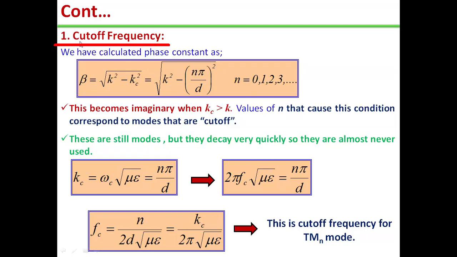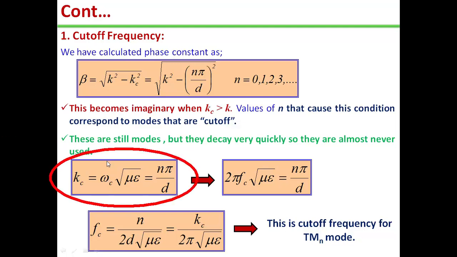So first we have to calculate the cutoff frequency. For the cutoff frequency calculation, we know that the phase constant that we have already calculated is beta equal to square root of k square minus n pi by d whole square, where n varies from 0, 1, 2, 3 and so on. And we know that this phase constant becomes imaginary when kc is greater than k. So values of n that cause this condition correspond to modes that are cut off. These are still modes, but they decay very quickly, so they are almost never used in practical application.